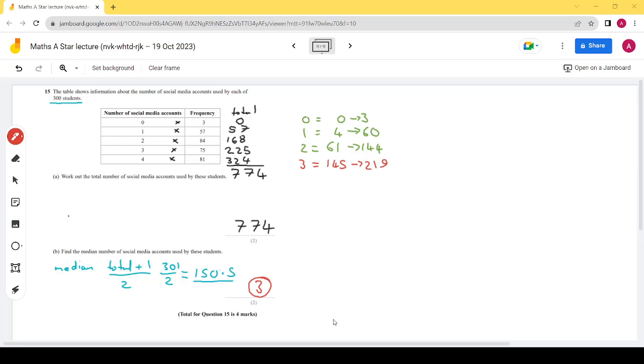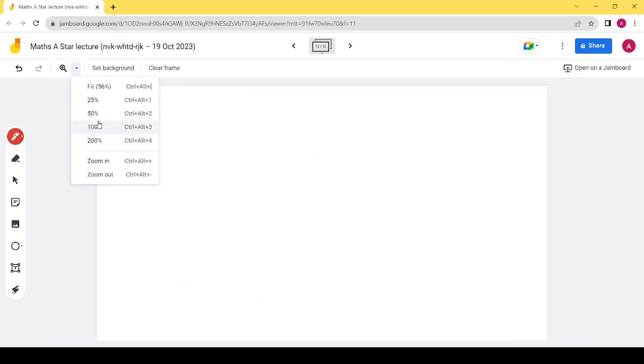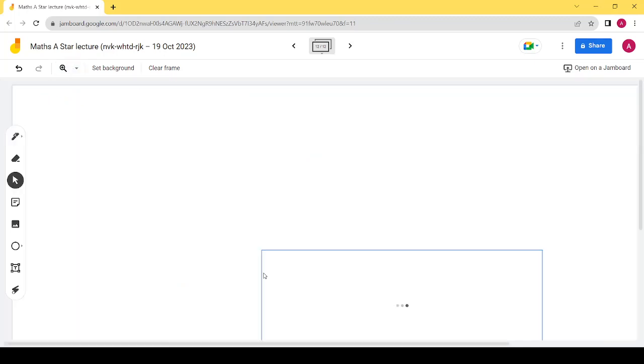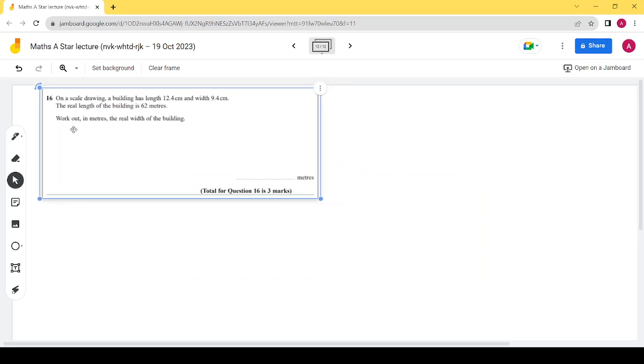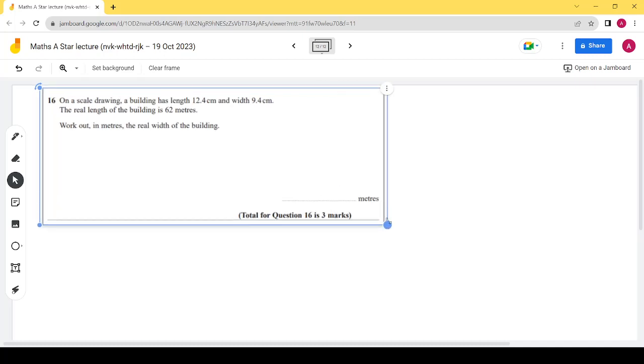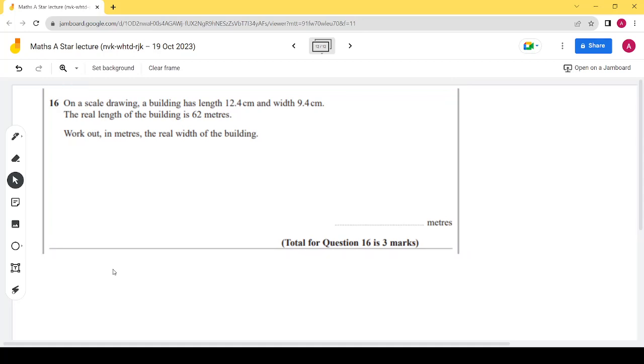This next question here, we've got a question to do with scales. So again, it's a little bit different. Like a lot of questions in this exam, it's a little bit fiddly, but good practice. And we're told on a scale drawing, a building has a length of 12.4 centimeters and a width of 9.4 centimeters. So we're told the real length of the building is 62 meters. So we know 62 meters equals 12.4 centimeters.